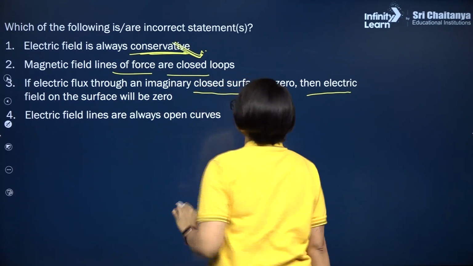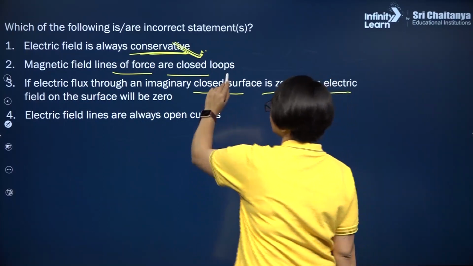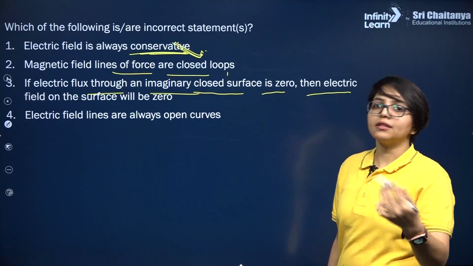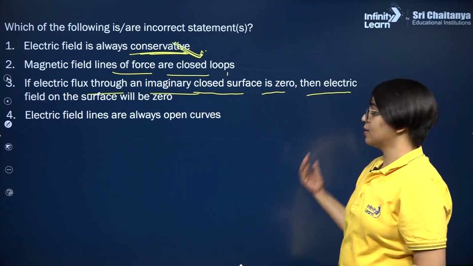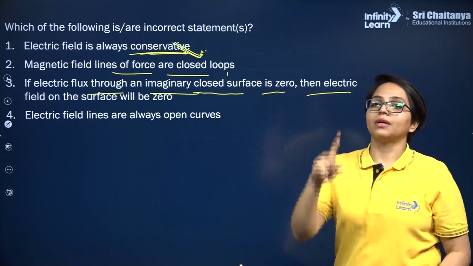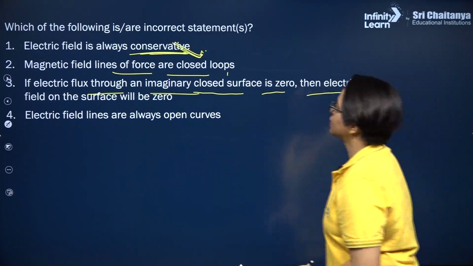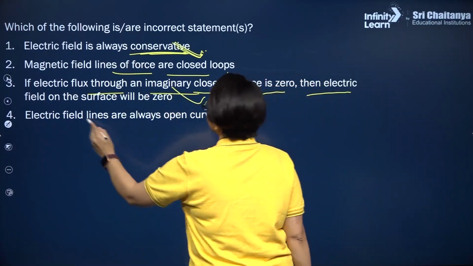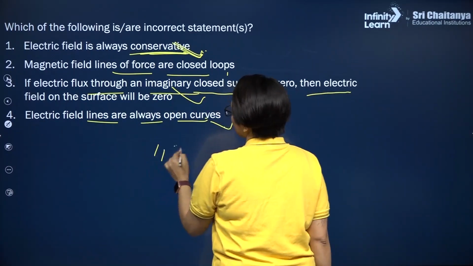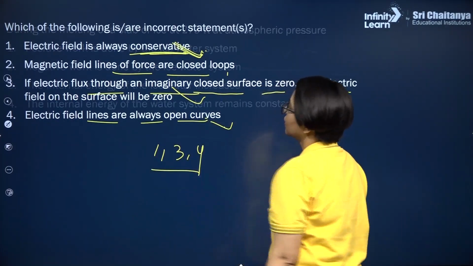Magnetic field lines of force are always closed loops, true. Electric flux through an imaginary closed surface is 0, it does not mean that the charge is absent. If charge is there, but net charge is 0 inside the closed surface, so electric flux will be 0, but electric field will not be 0, right. So, this is also incorrect. Electric field lines are always open curves, incorrect. So, correct options are 1, 3 and 4.